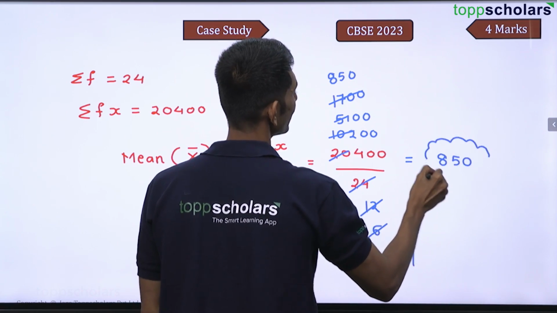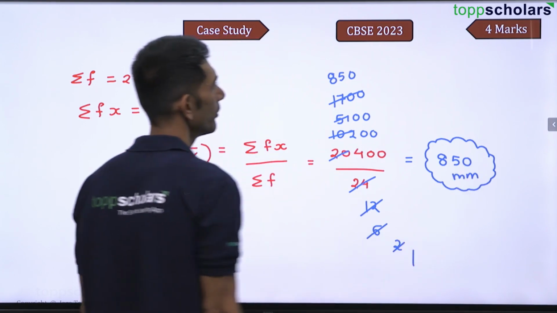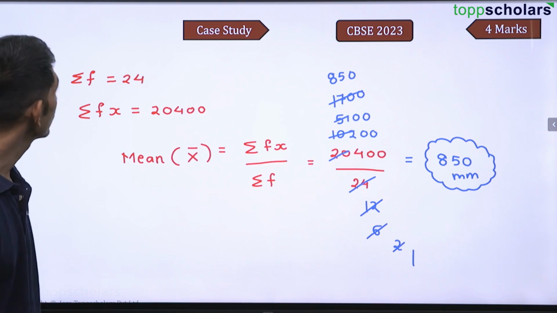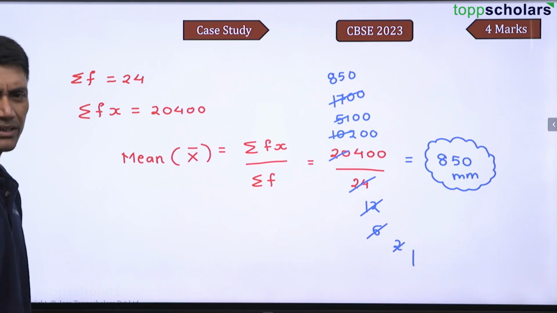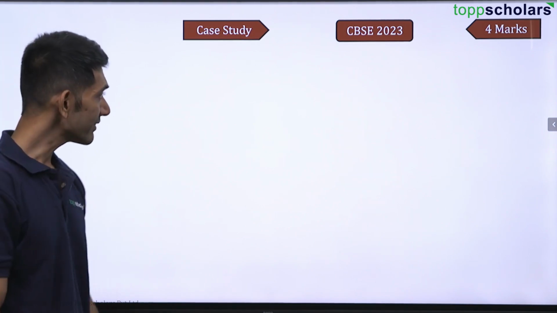So what is the average rainfall? The average rainfall is 850 mm, right, millimeters. I hope you have understood this question. Slightly lengthy, but then once you know the formula, that becomes very easy, right? Perfect. So let us see the third sub question.